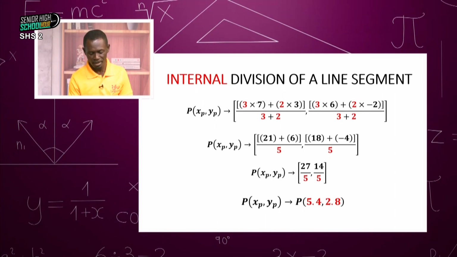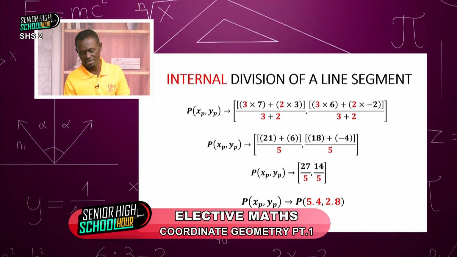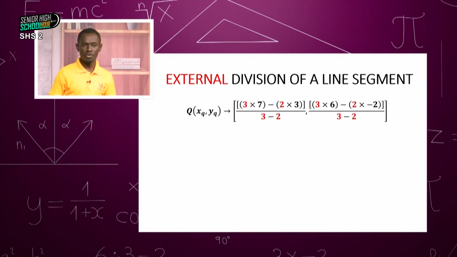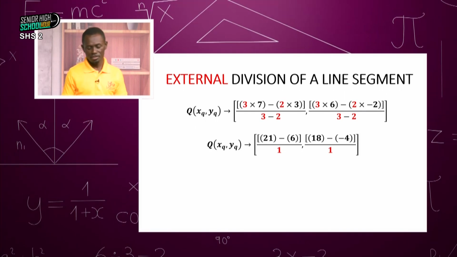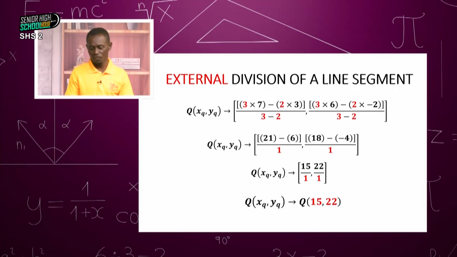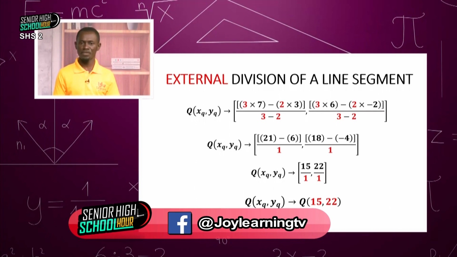So m multiplied by x2 plus n multiplied by x1, and m multiplied by y2 plus n multiplied by y1, I beg your pardon. All right, so if we're dividing the line externally, what would we do? All you do is change the sign from plus to minus. And if you did, 21 minus 6, 3 minus 2 gives you 1. 3 by 6, 18, the same thing as we did before, only this time around you're subtracting. So we have 15 on 1, 22 on 1, which effectively gives us the external point 15, 22. In both cases, if you substituted the new coordinates into the original equation, the left-hand side should give you the right-hand side. So that is division of a line segment.